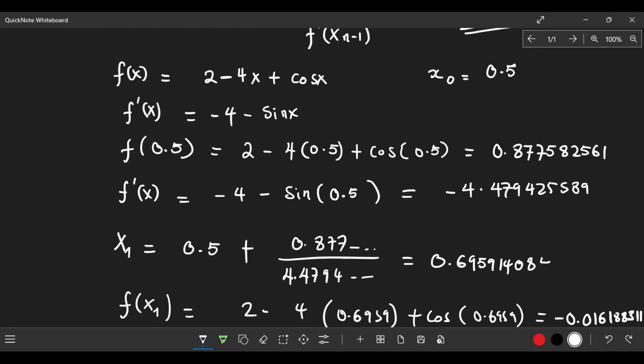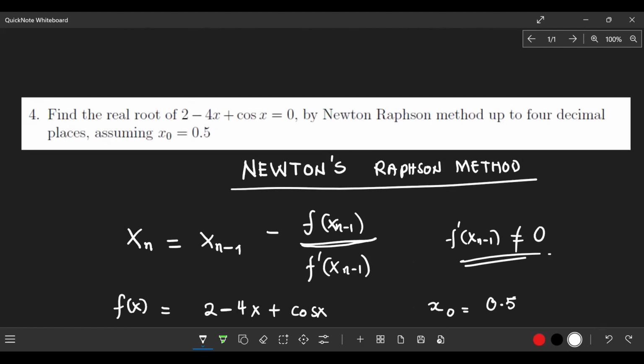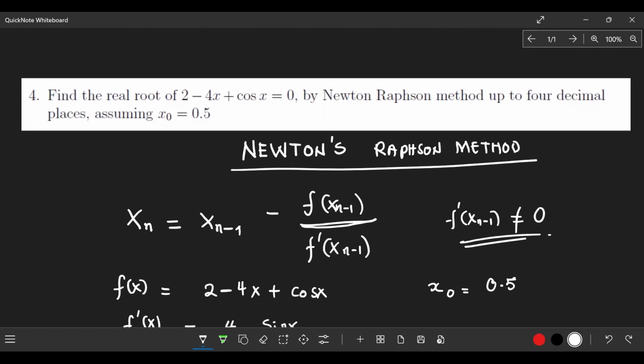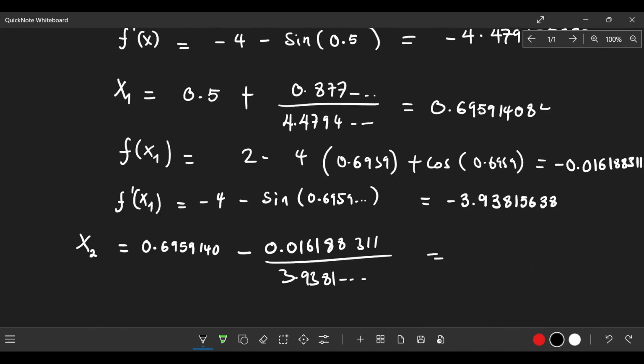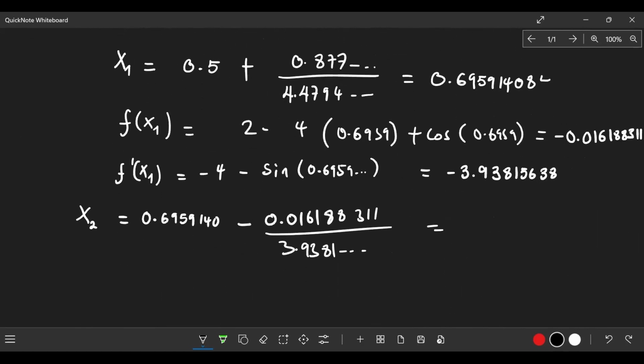So the question says we have to do how many iterations? We have to do 4 decimal places. We didn't check this up to 4 decimal places yet. There is a condition, so let's now check this to 4 decimal places. First give me this value. What value are you getting? 0.691, 80.